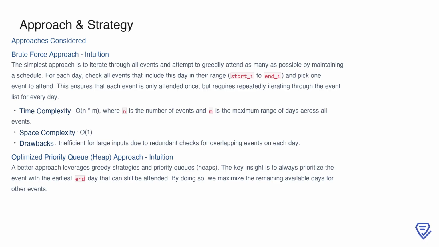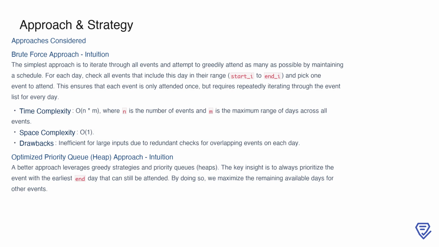While this method is straightforward and easy to understand, it has significant drawbacks. Specifically, it requires checking overlapping events repeatedly for every single day. This results in a time complexity of O(n*m), where n is the number of events and m is the maximum range of days across all events. Additionally, it operates with O(1) space, but the inefficiency in processing makes it unsuitable for large inputs.